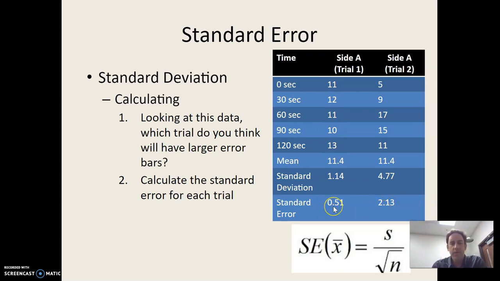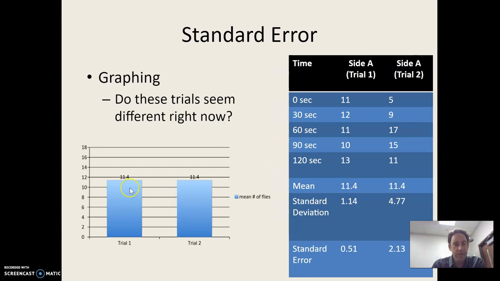What you do next is take the standard error and multiply it by 2. So trial 1, 2 times the standard error is about 1, whereas here 2 times is about 4. And so you would add the error bars. You'd go up 1 and down 1 here, and then you'd go up 4 and down 4 there, which means that trial 2 does have a lot more variation than trial 1, which is important information to say. So these would not be considered the same set of data because the standard deviation and standard error are different.